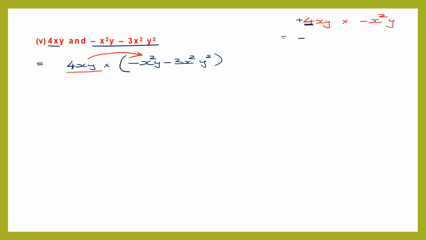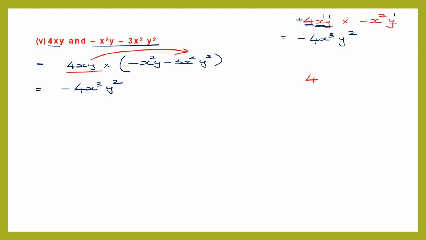Then we have the number 4. So let's write 4. Here I have x1 and there x to the power of 2. So that will become x to the power of 3. Here we have x1 and x to the power of 1 again. So that is y to the power of 1 and y to the power of 1, making it y to the power of 2. So what do we have? Minus 4x cubed y square. Let's write it. Minus 4x cubed y square. So we have finished multiplying with the first term. Now let's multiply with the second term.